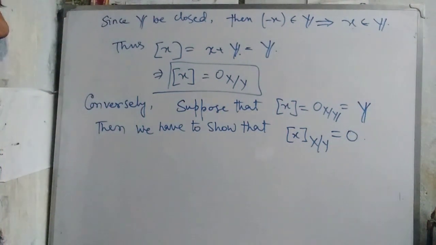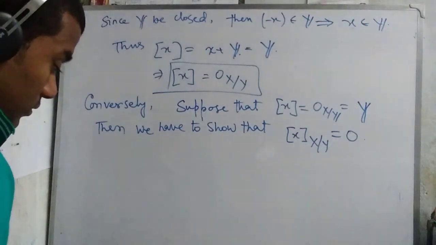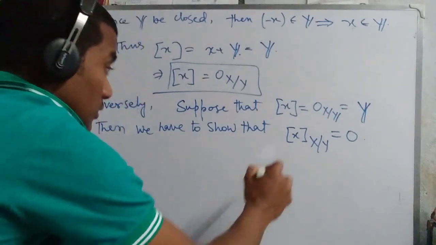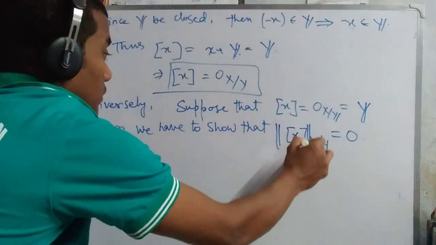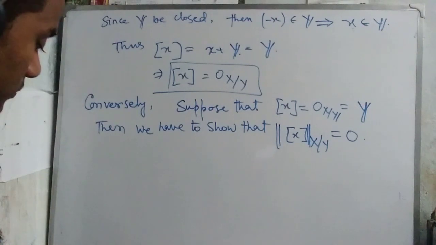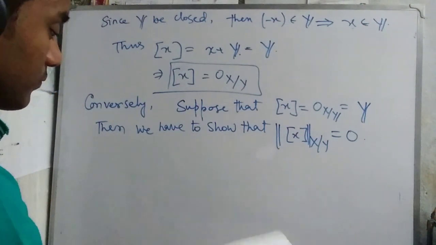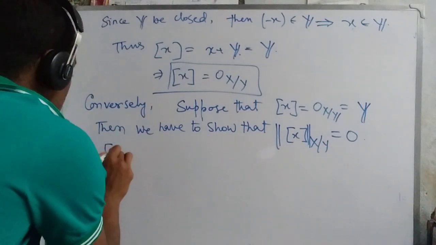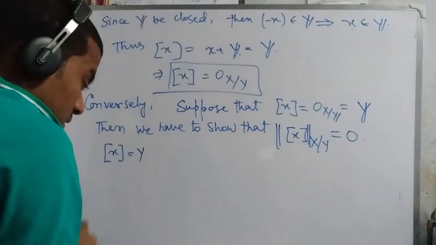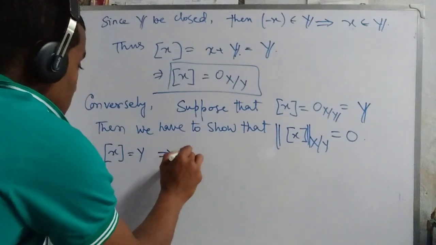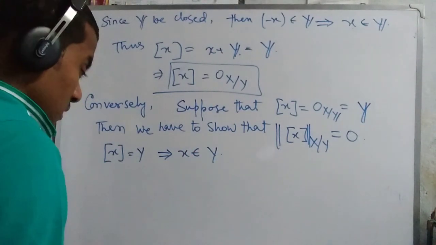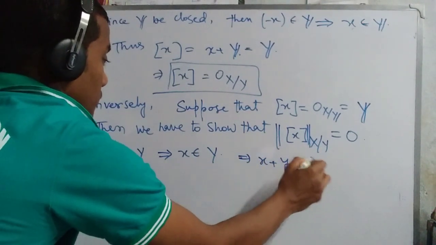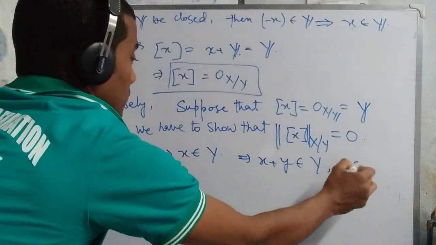Sorry, this one we have to show that norm of this one equal to 0. Okay, norm of this one equal to 0. So what happened? What we write here? We write in this way, this x equal to y. This implies that x belongs to y. Again this implies that x plus y belongs to y when y belongs to y.